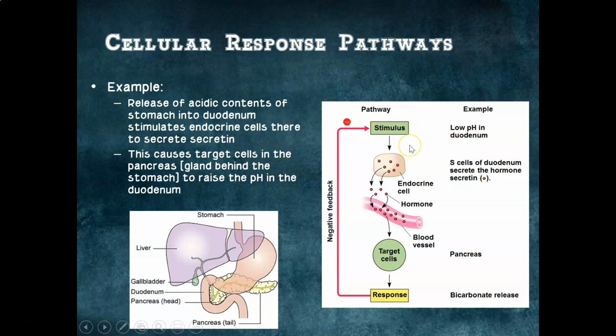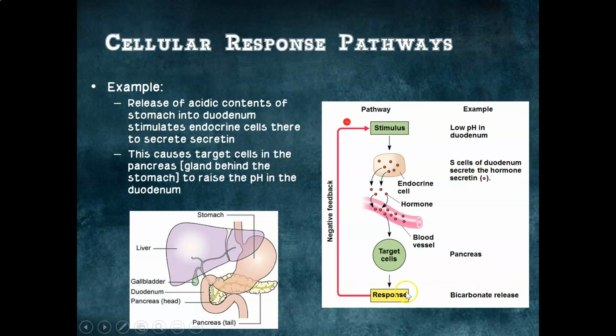That's our initial stimulus. What that ends up doing then is causing endocrine cells that exist in the lining of that duodenum to secrete a hormone called secretin. That secretin then gets released into the bloodstream and travels to the pancreas, which is right here. Okay, so the target is the pancreas itself. What does that end up doing? Well, that pancreas then releases a bicarbonate molecule, which is the ultimate response.